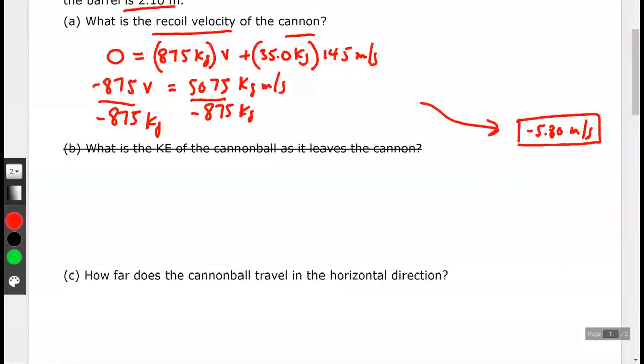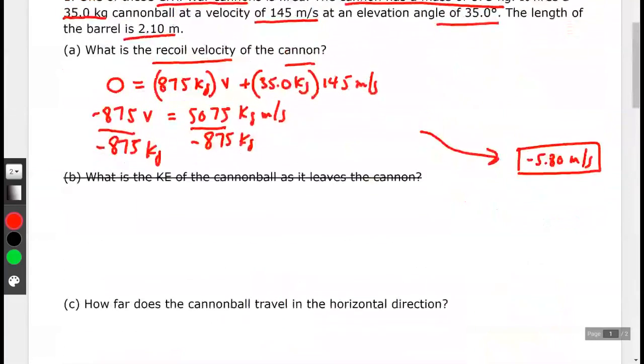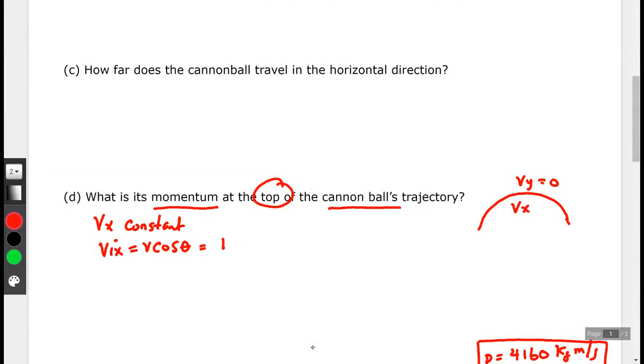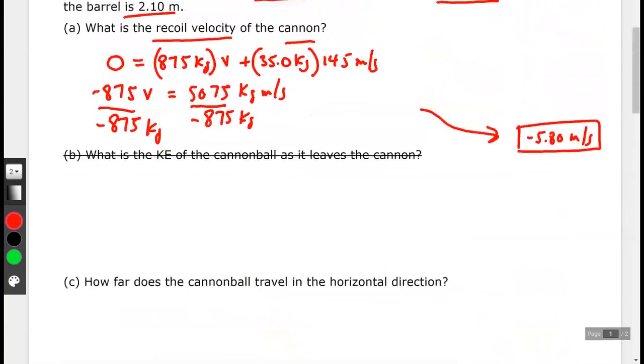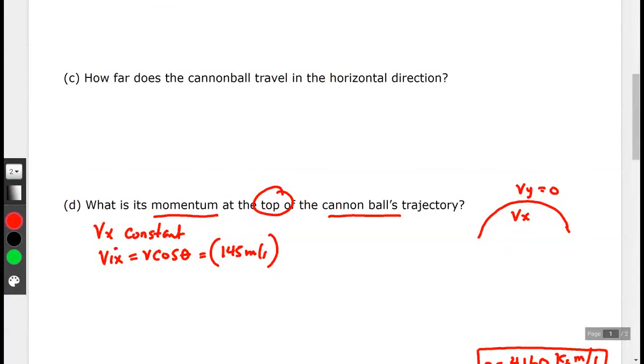So if I find the initial Vx using trig, I'll know the Vx at the peak. The V is 145 in the beginning, and the angle is 35 degrees. So that's cosine. 35 cosine times 145 equals 118.777 meters per second.